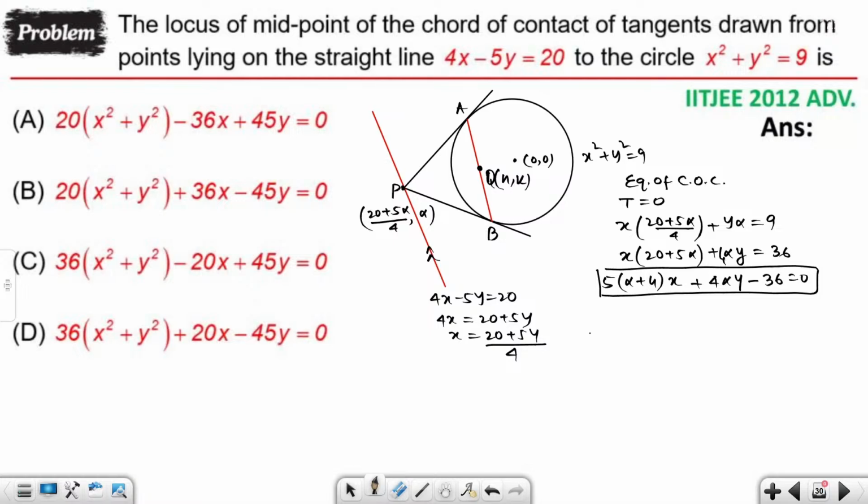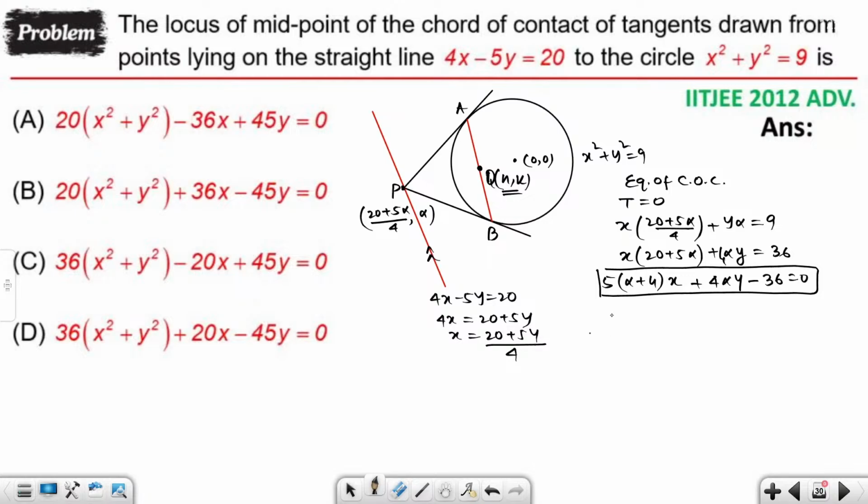Am I correct? Now, we can think in a different way, because as I taught you, whenever this chord of contact is coming, try to think that definitely in the question, they will give you some conditions through which you can form the equation of the same chord of contact in a different way. Now, I can easily see they have asked me to find the locus of the midpoint of the chord of contact. And the midpoint I have assumed as h comma k, because this is any point on the locus.